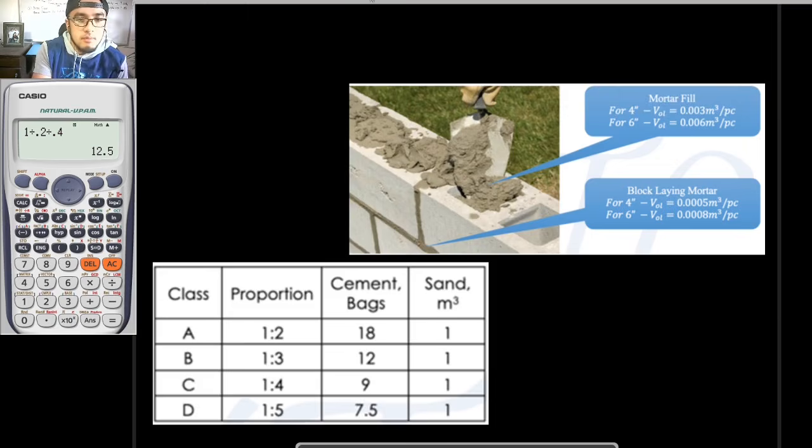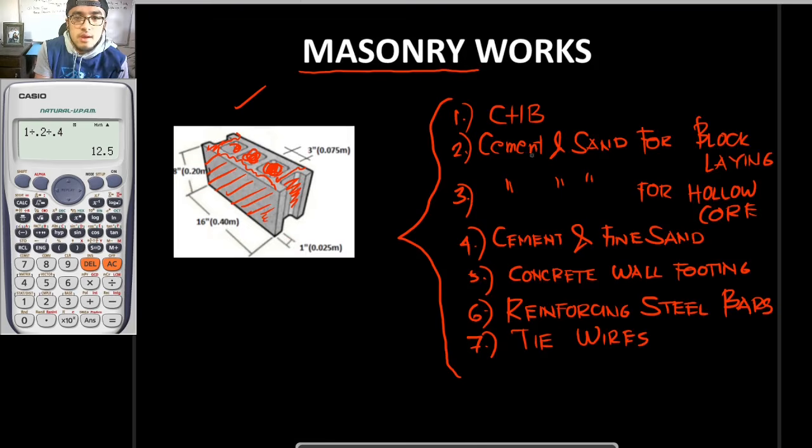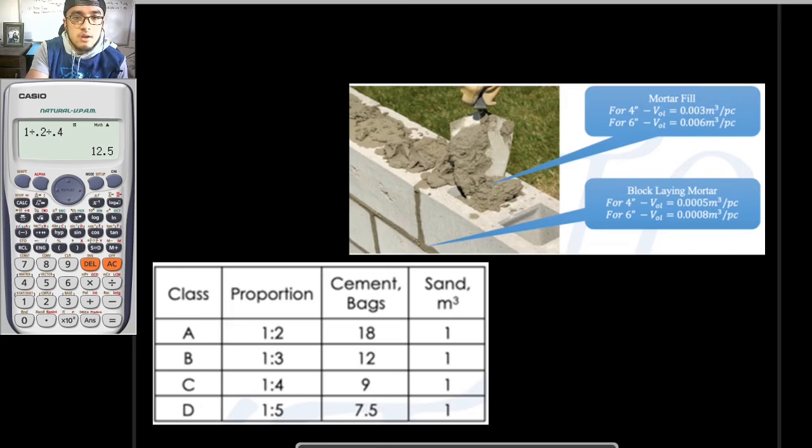So, next up, ano ba ito? So, next na tayo no, sa number 2. This is to be cement and sand for block laying. Then, sa number 3 din na din tayo. So, cement and sand for hollow core. And that cement and sand right there is called mortar. So, this is to be our mortar works.